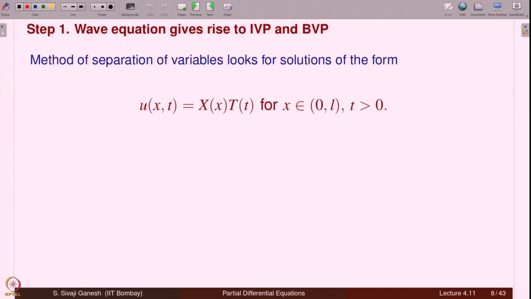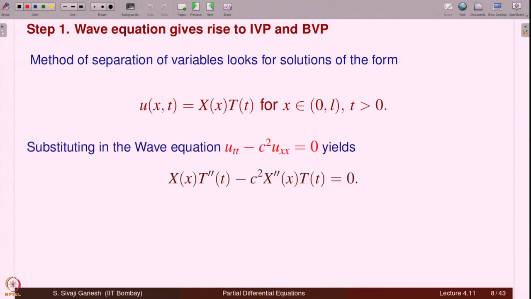So, step 1, let us implement wave equation giving rise to an IVP and BVP. How it is going to come, let us see. So, separation of variables looks for solutions of this form. As we said, u(x,t) is a function of x into a function of t. We take this and substitute in the wave equation. u_tt becomes X T double dash, and similarly u_xx will become X double dash into T. Therefore, the wave equation becomes this.